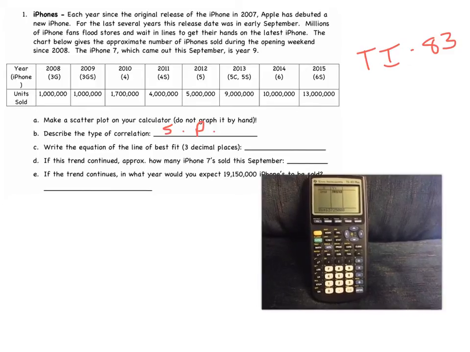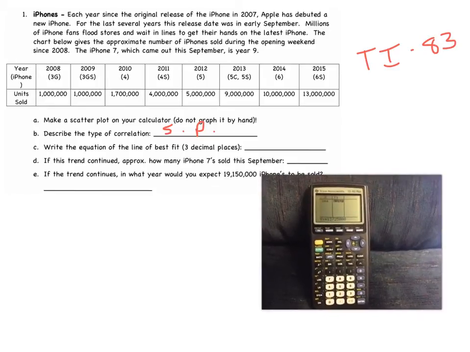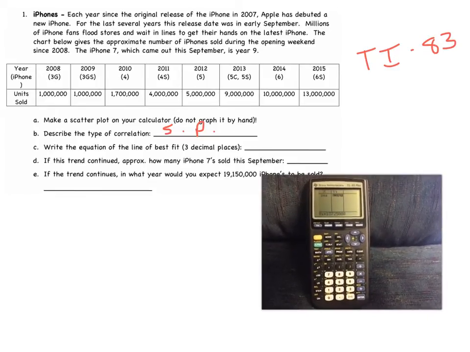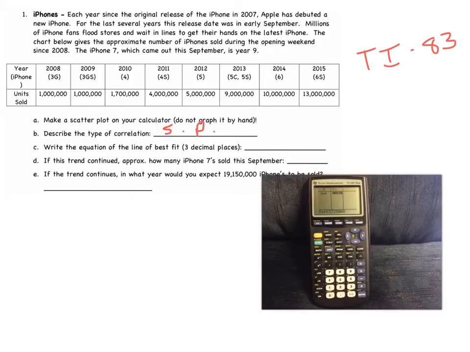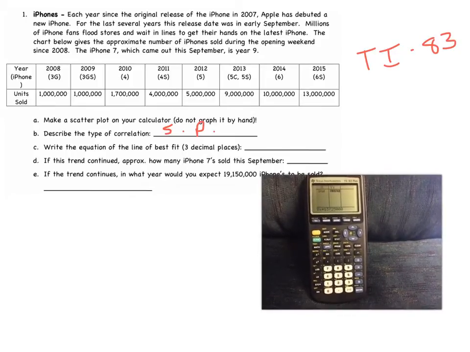So our answer would be 13,725,000 units sold is our prediction. Now, Part E says, if the trend continues, in what year would you expect 19,150,000 iPhones to be sold?